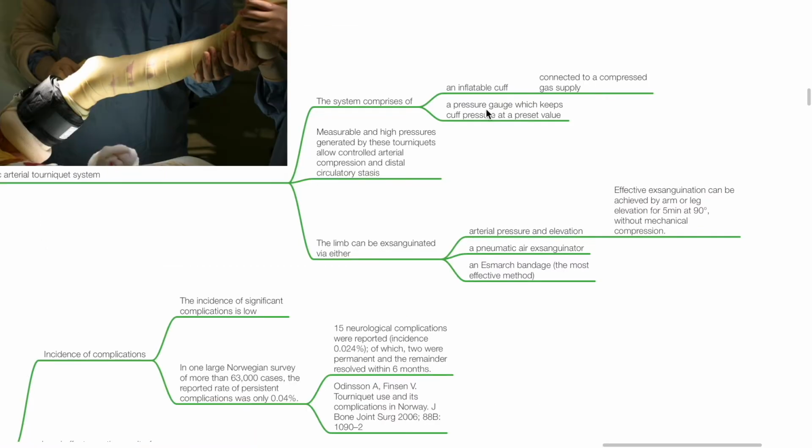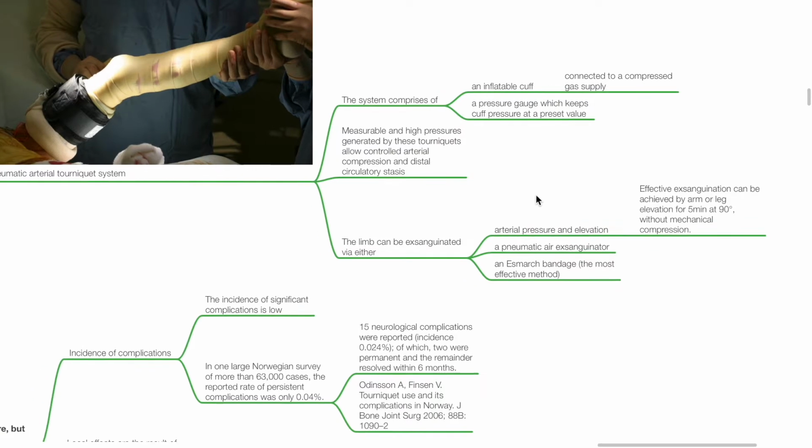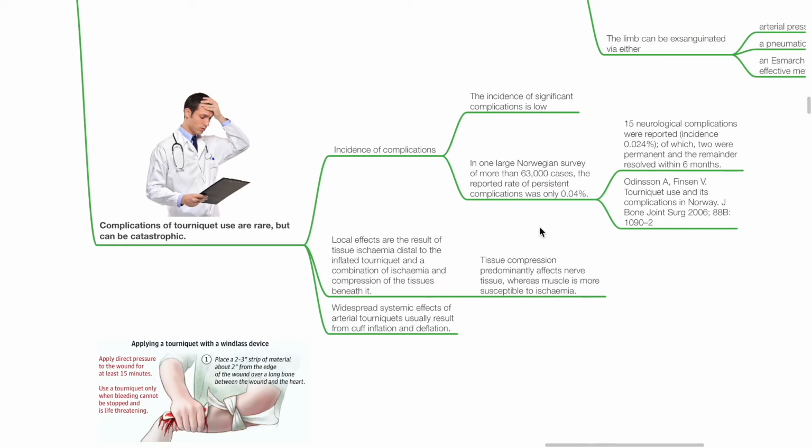The limb can be exsanguinated by either arterial pressure and elevation, a pneumatic air exsanguinator, or via an Esmarch bandage, which is the most effective method. Regarding elevation, effective exsanguination can be achieved by arm or leg elevation for 5 minutes at 90 degrees without mechanical compression. Complications of tourniquet use are rare but can be catastrophic.